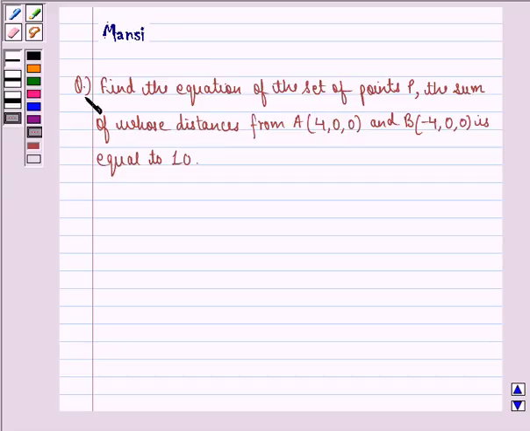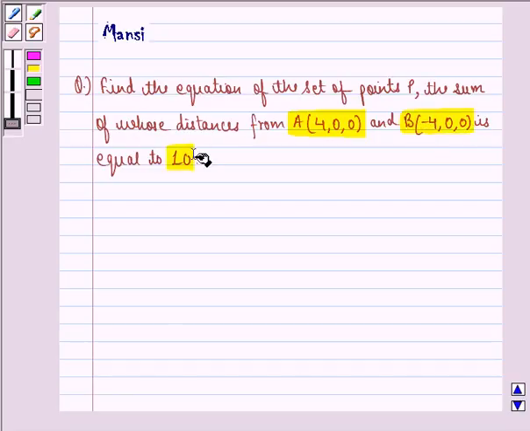The question says, find the equation of the set of points P, the sum of whose distances from the point A, that is (4, 0, 0), and the point B, that is (-4, 0, 0), is equal to 10.